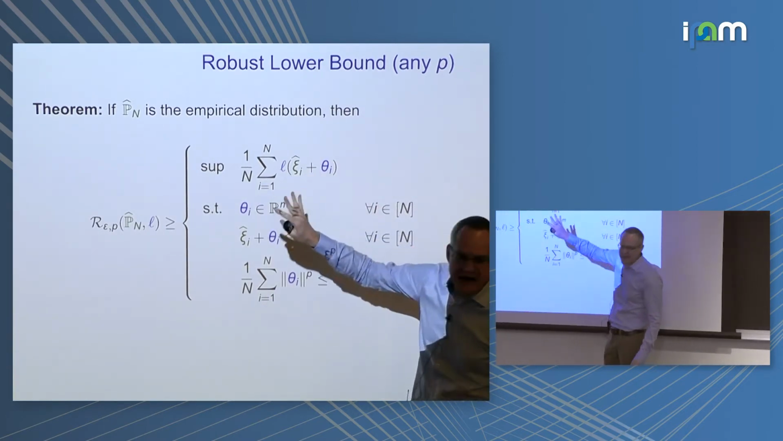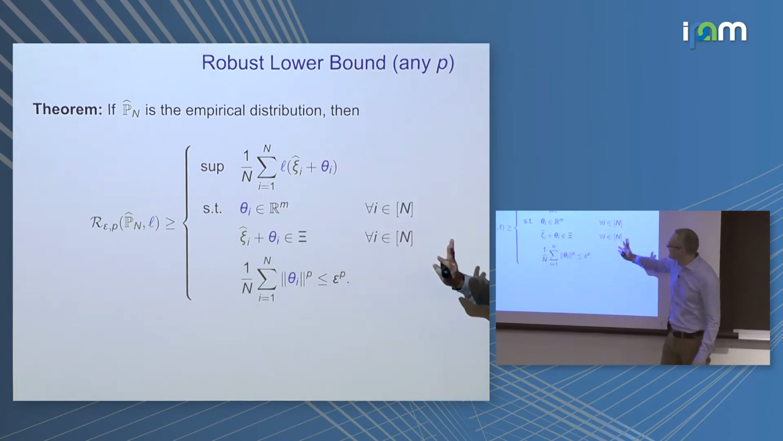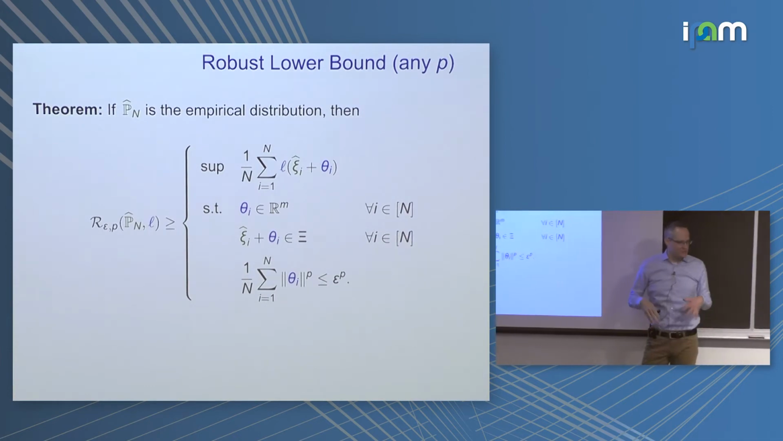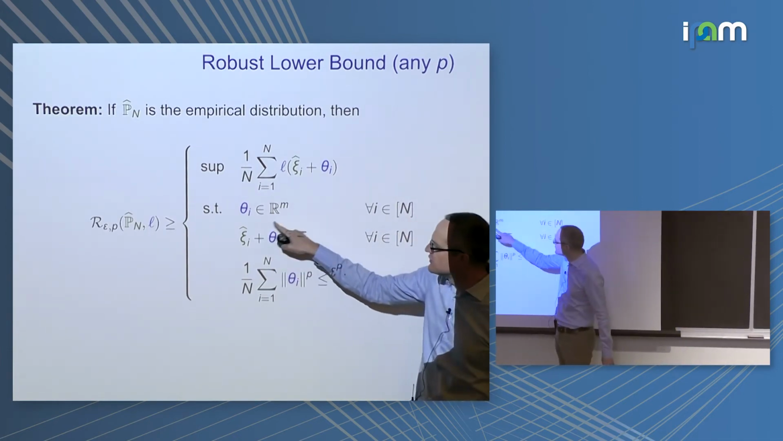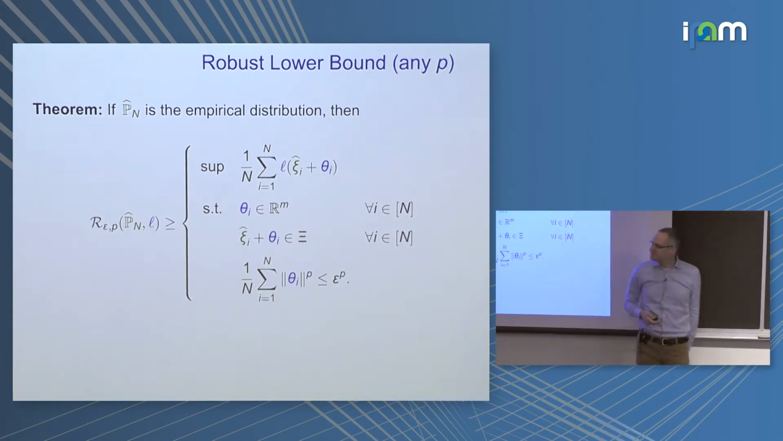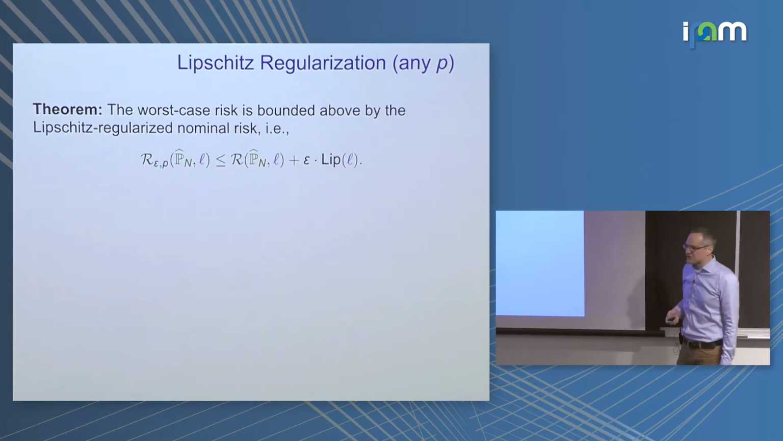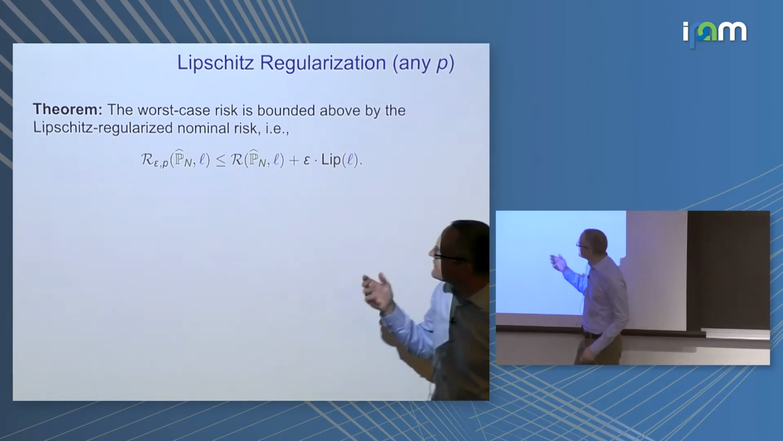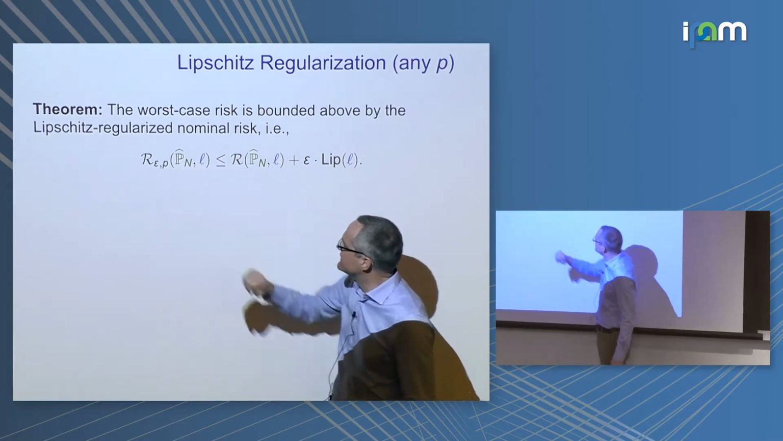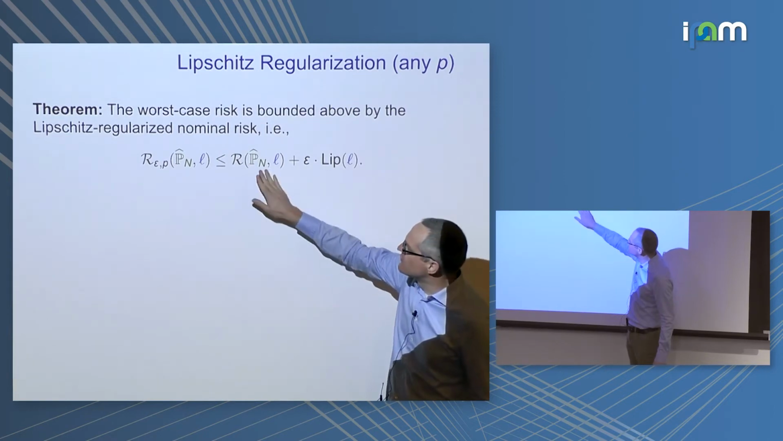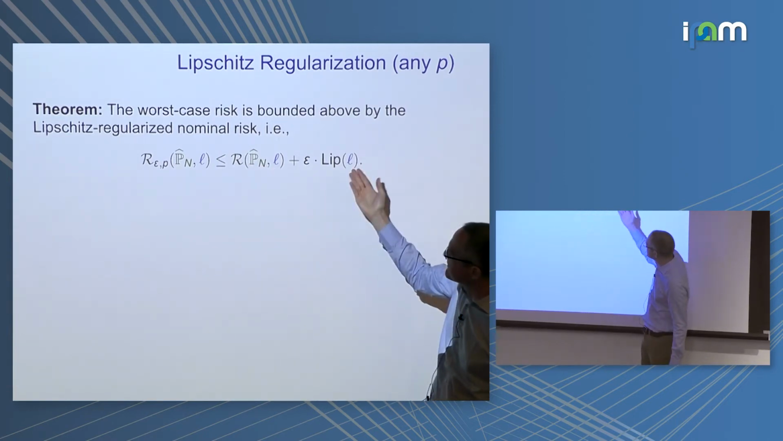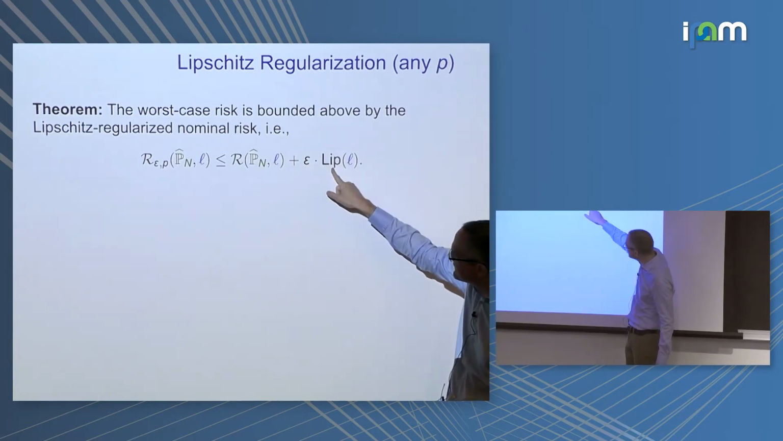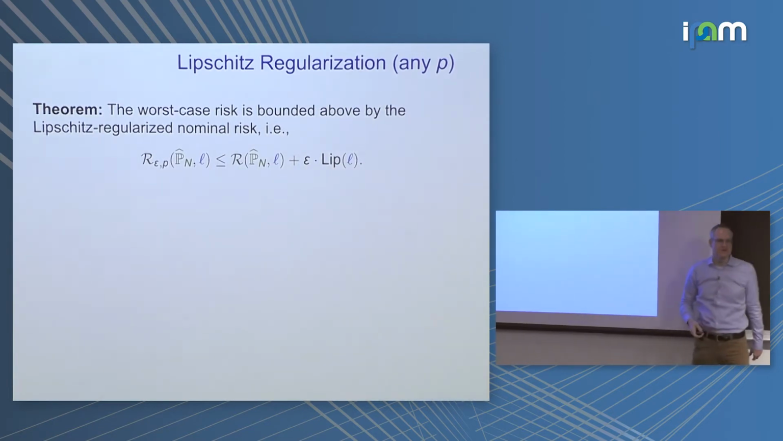If we replace the exact risk with this lower bound in the decision problem, then we actually solve a robust optimization problem where these thetas play the roles of the uncertain parameters. We can also get a conservative upper bound, maybe more interesting. Indeed, it's easy to show that the worst case risk is upper bounded by a sum of the nominal risk and something that looks like a regularization term, which is the radius of the Wasserstein ball multiplied by the Lipschitz modulus of our loss function. Okay.